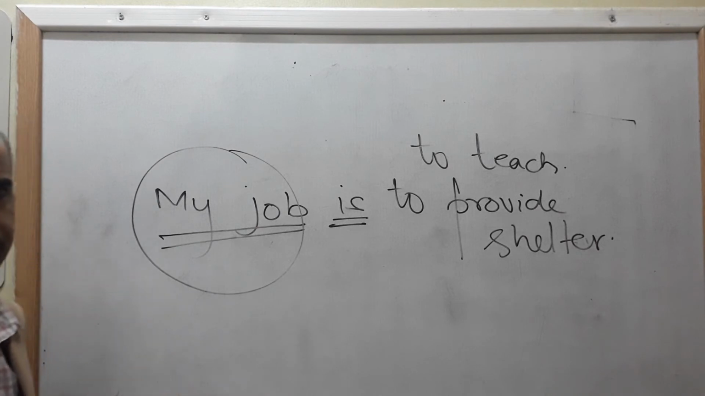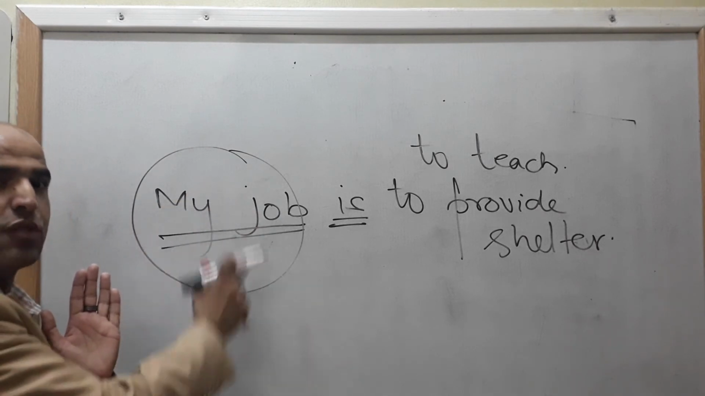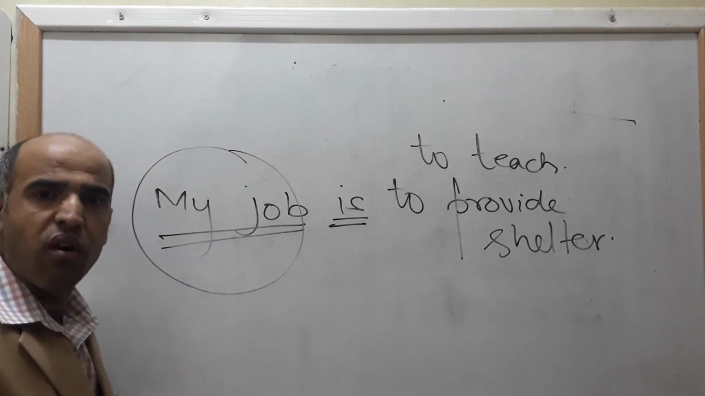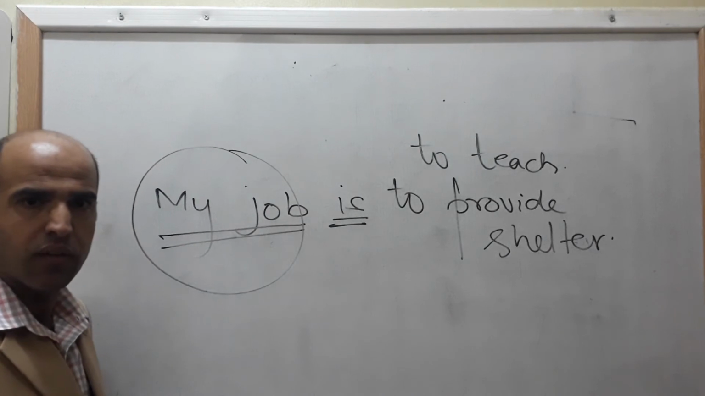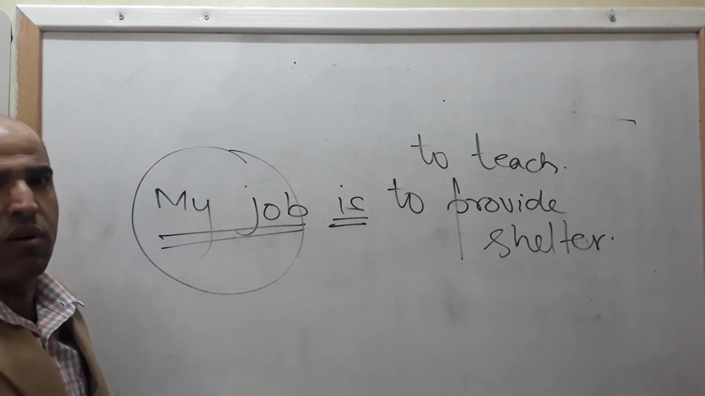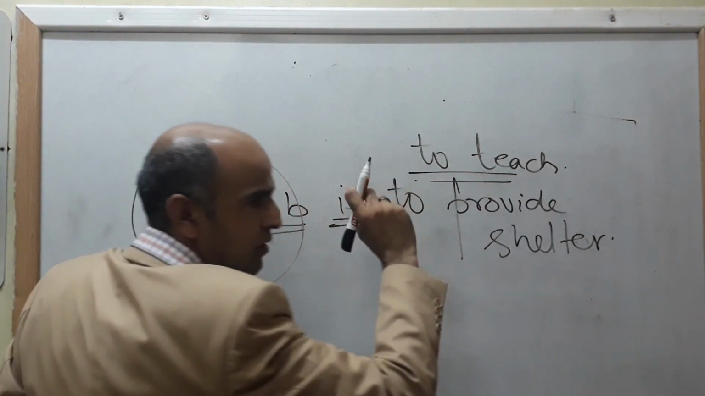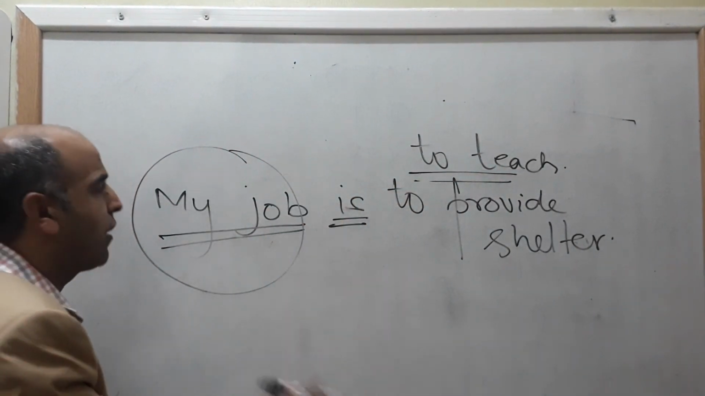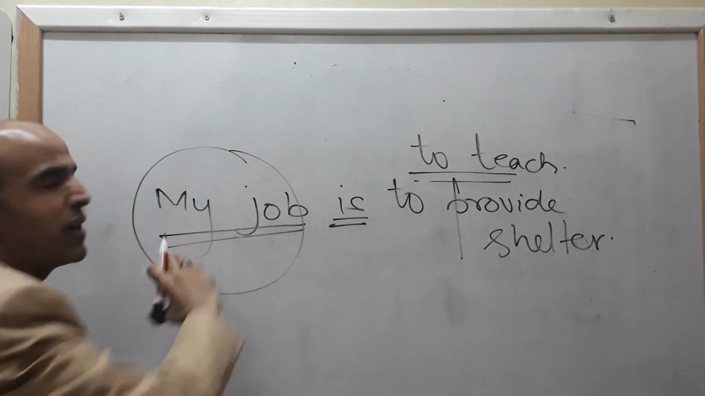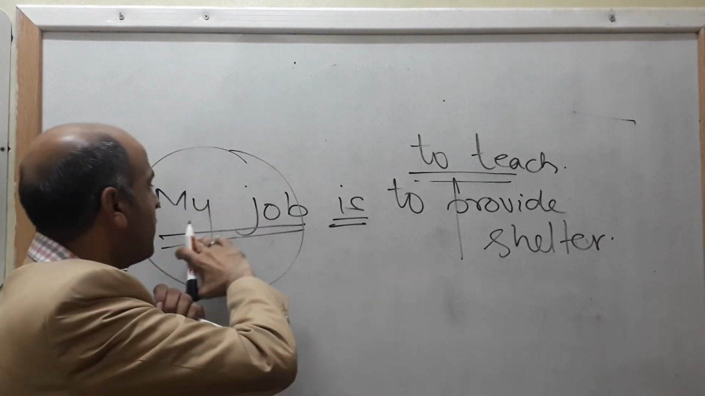My job is, what is your job? To teach. Clear? Again, your subject is being renamed. My job. What is your job? To teach. Clear? To teach is my job. Teaching is my job. So here your infinitive to teach is working as a subject complement because it is renaming your subject. That's my job. Clear? Your subject is here. My job.